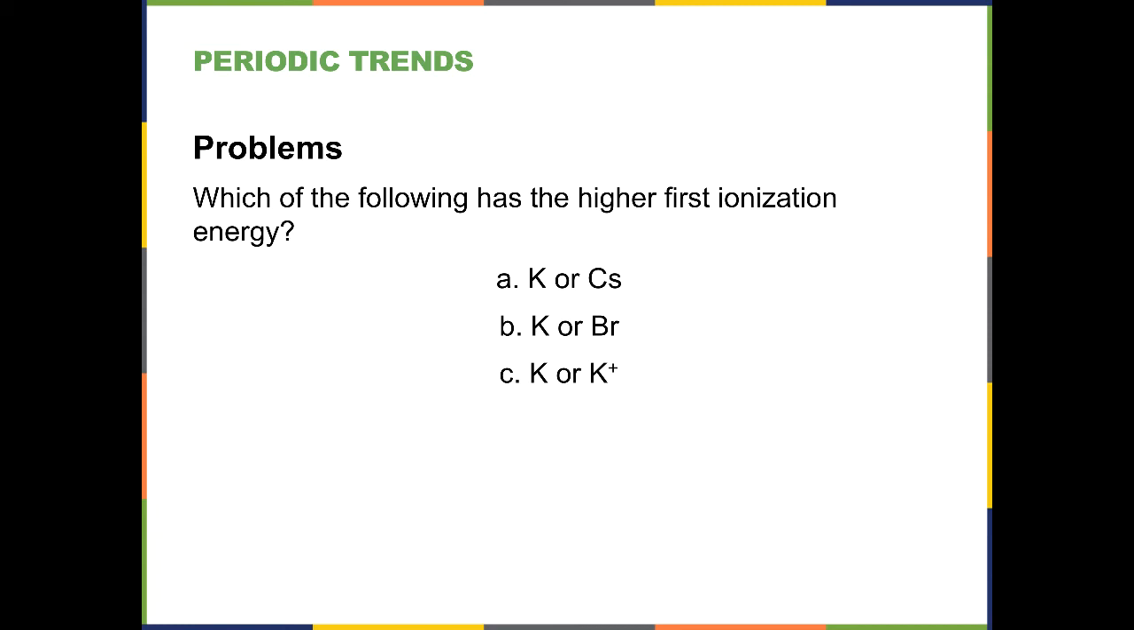This third one's a little tougher. Potassium or potassium plus? Well, potassium plus has the same electron arrangement as argon, which is the third element down on the group all the way on the right of your periodic table. And since it's all the way on the right, it has a much higher energy than potassium. So generally, cations have a much higher first ionization energy than their parent.